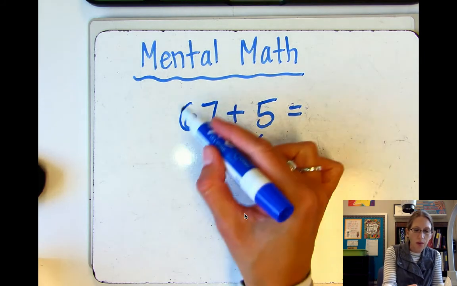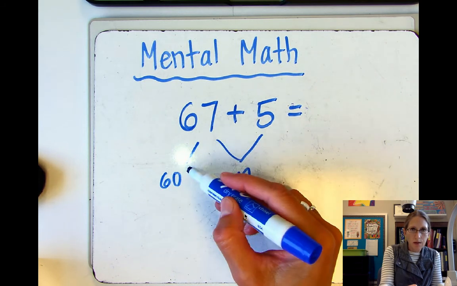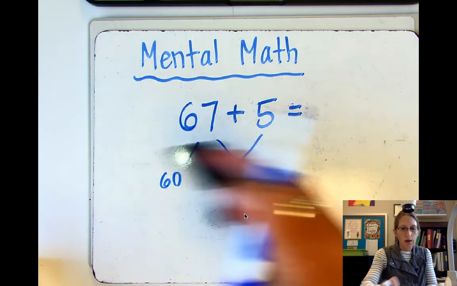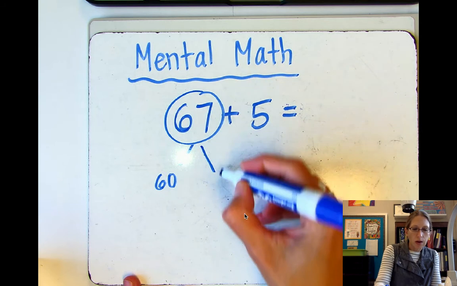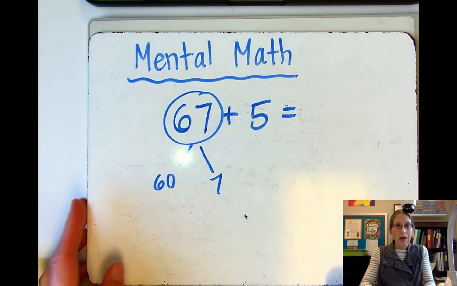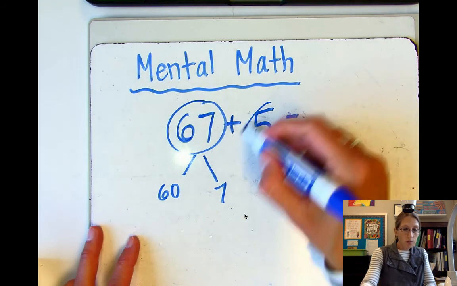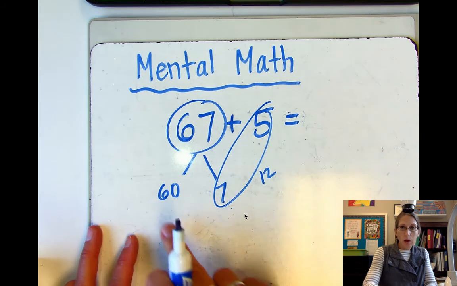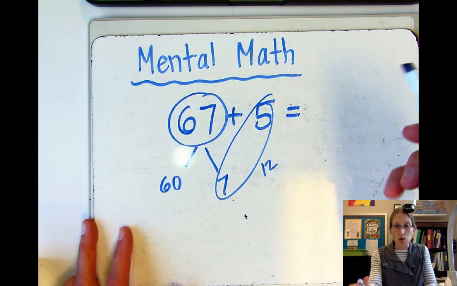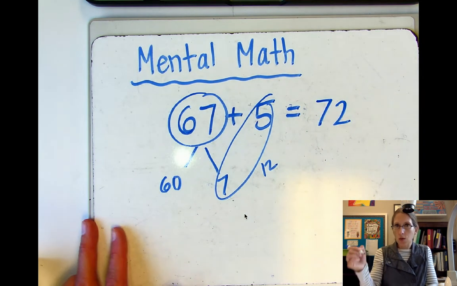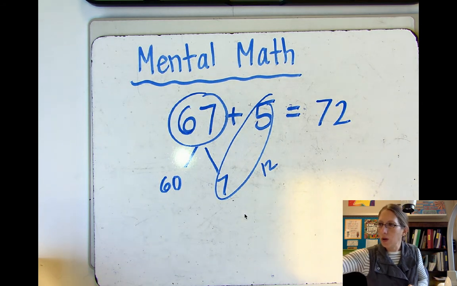Yeah, we can think about this number as 60, and we could do it this way. We could think about this number as a 60 and a 7. And then we already know that 7 plus 5 is 12. So there's our 12. Then we have 60 plus 12. Let's see, 60 plus 10 would be 70, and 2 more, 72. All right. So that is one strategy that we can use.